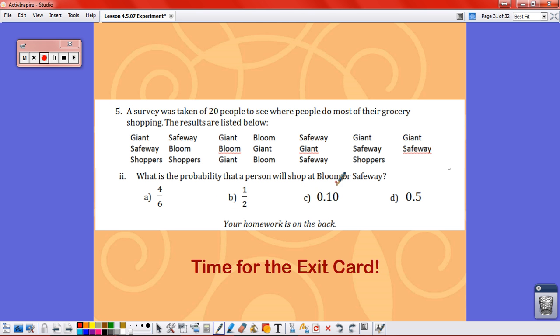Same, what is the probability that a person will shop at Bloom or Safeway? 1, 2, 3, 4, 5, 6, 7, 8, 9, 10. 10 out of 20 is half. Either of these are fine. And that is the review for theoretical and experimental probability, and we had an exit card for that.